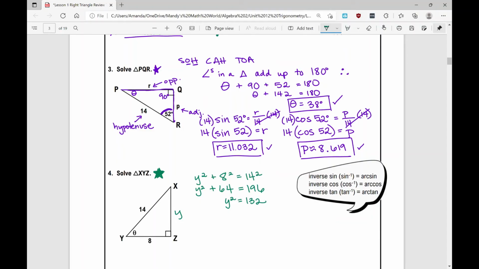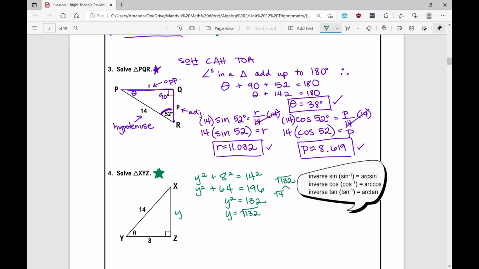And then when I want y all by itself, I'm going to take the square root of both sides, and I get y equals the square root of 132. But I'm not going to leave it like that because that is a radical that I can simplify. So how do I do that? I've got the square root of 132. The biggest perfect square that goes into 132 is 4.